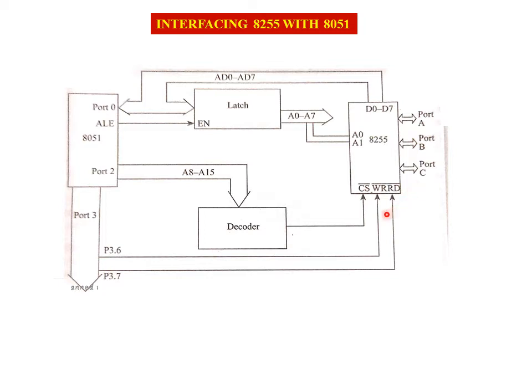But observe, to give input and to produce output, two signals are required, that are the read signal and the write signal, nothing but input output operations. Now how is read performed, and how is write performed? The two control signals are connected to port 3 of the 8051 microcontroller. Port 3 bits 6 and 7 are used to select the read operation and the write operation performed by the 8255 interface unit.